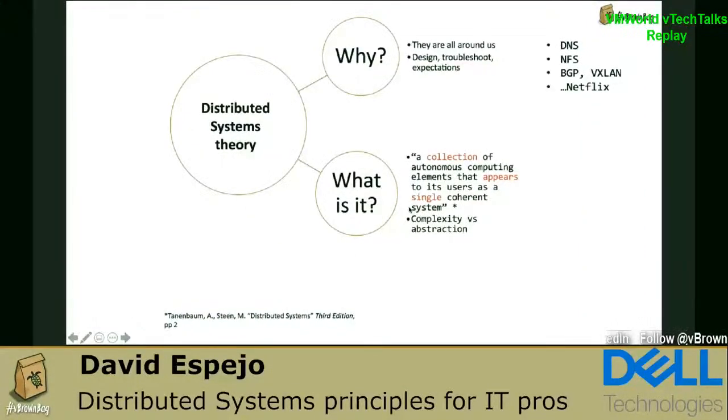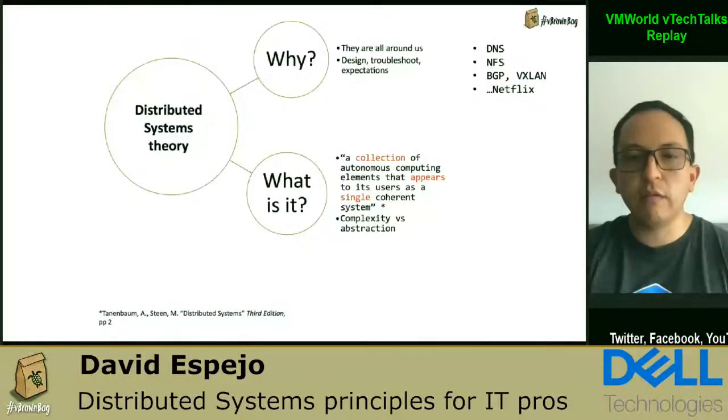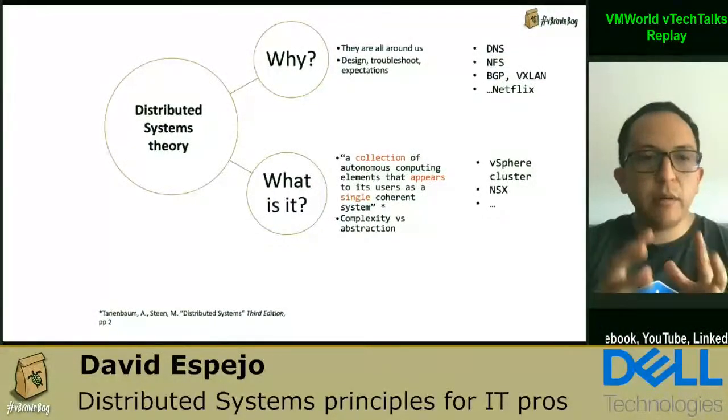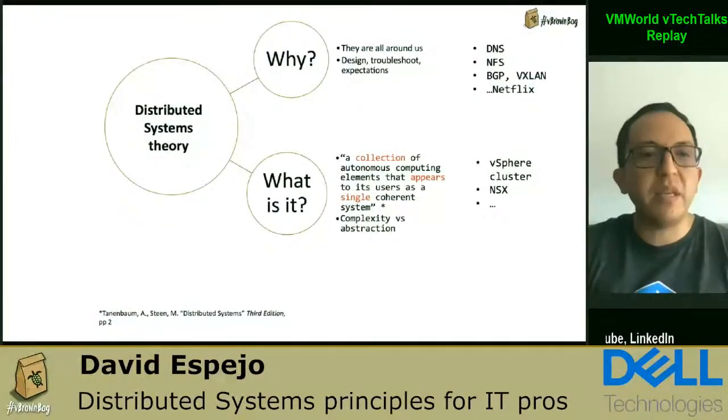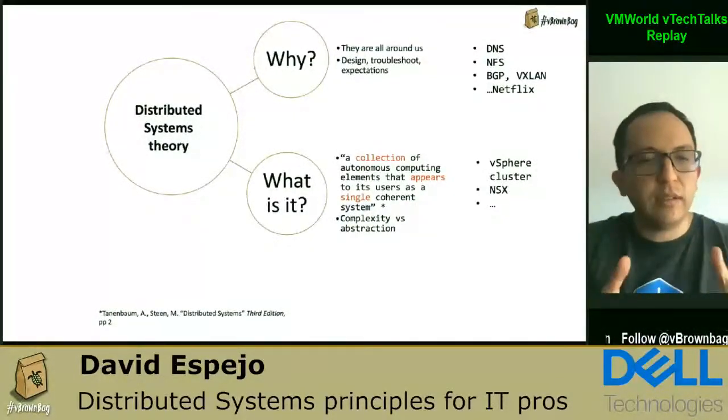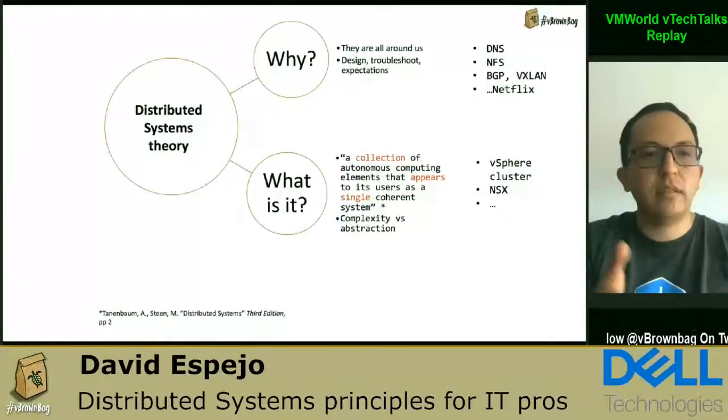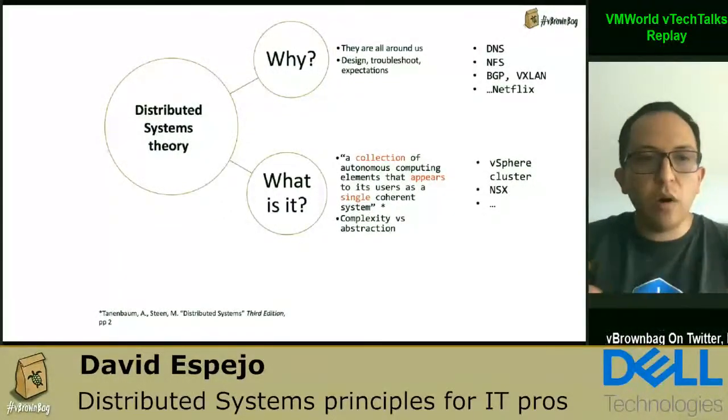So first of all, a distributed system is a collection of autonomous computing elements that appears to its user as a single system, right? So there's a lot there to unfold. I will try to unfold this definition a little bit. Examples of distributed systems that operate like the textbook definition are, for example, a vSphere cluster. You have several nodes. Let's say a node in this context can be a hardware device or a software process. There will be several nodes that appear to its user as a single system.